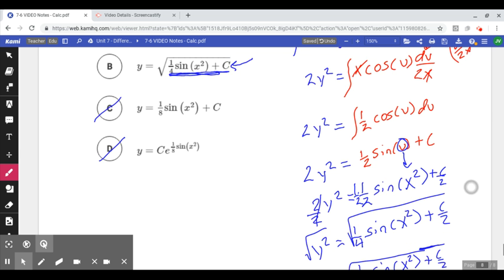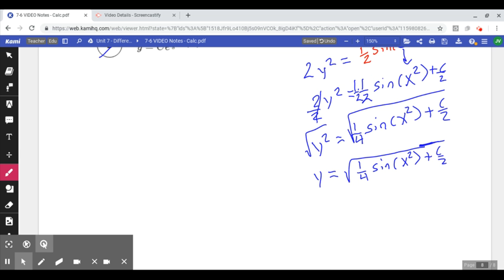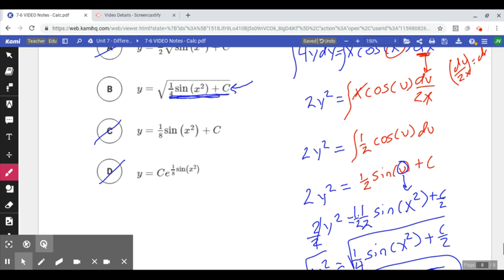Well, the good news for us is if we take a look at what we've written down as our answer, which is this part right here, any number divided by 2 is just another number. So that could be just a constant. So actually, part B is the correct answer that we want for this particular problem.